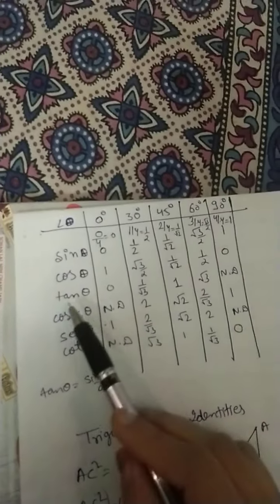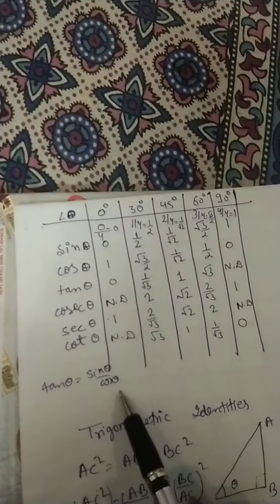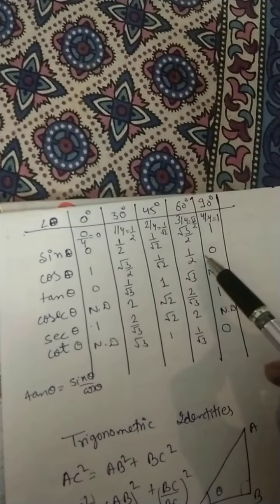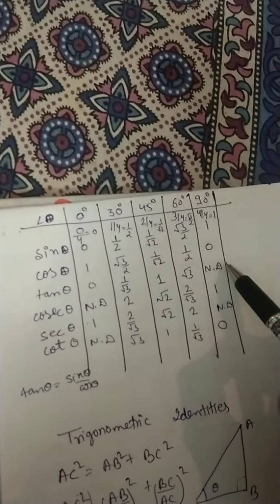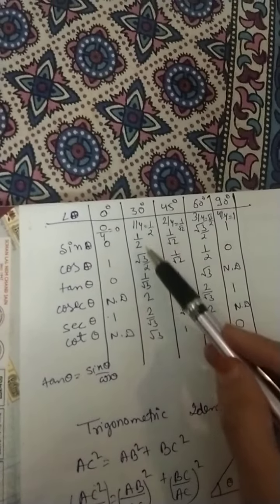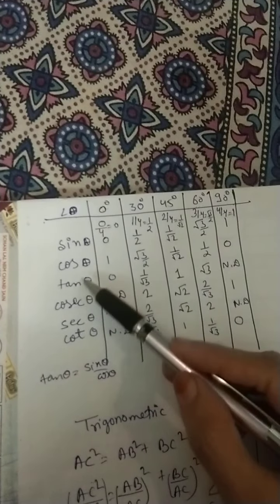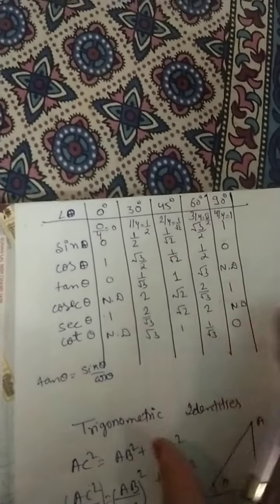and this is 0. Now tan theta can be calculated as sin theta upon cos theta. So 0 by 0 is 0. 1 by root 2 upon 3 by root 2 will become 1 by root 3 and so on. But 1 by 0 is not defined, because if you get 0 in the denominator, then that term is not defined. And cosec theta you can calculate as 1 upon sin theta, and similarly sec theta is 1 upon cos theta, and cot theta is 1 upon tan theta. So you can form the whole table.